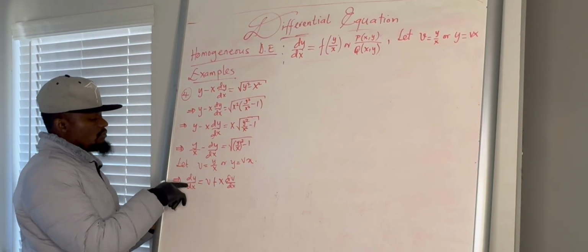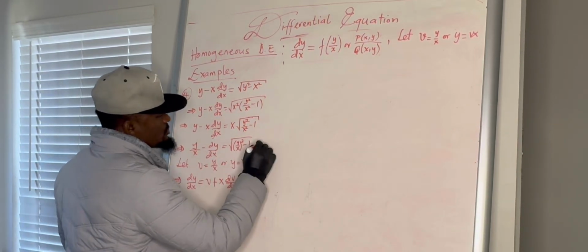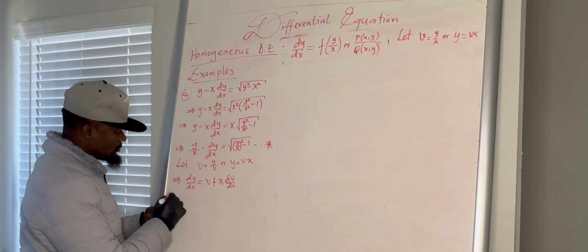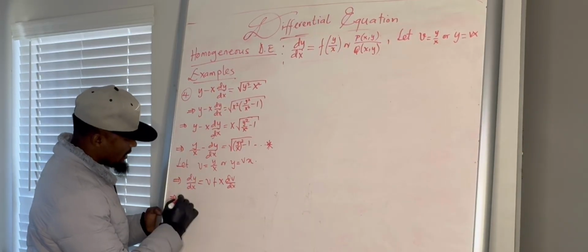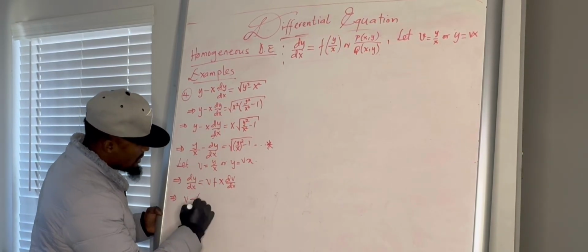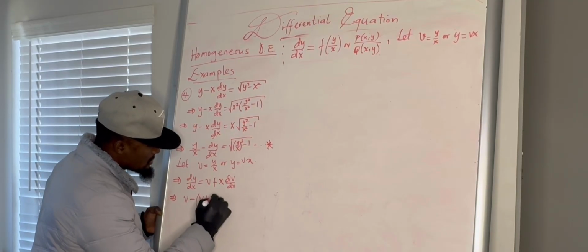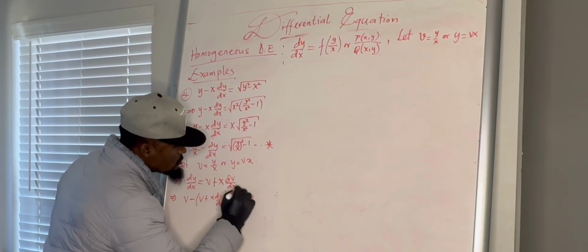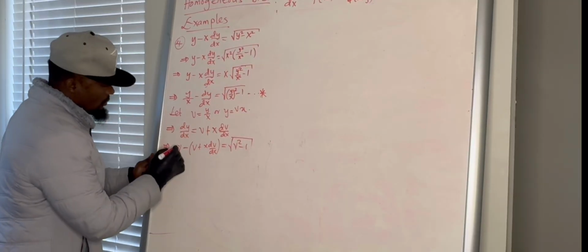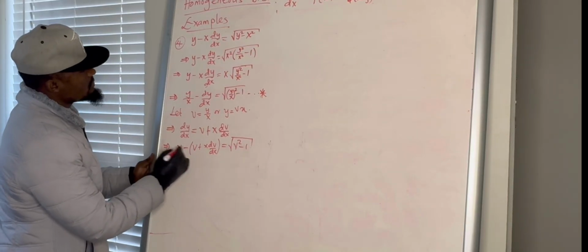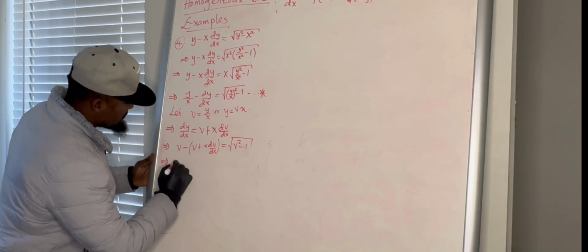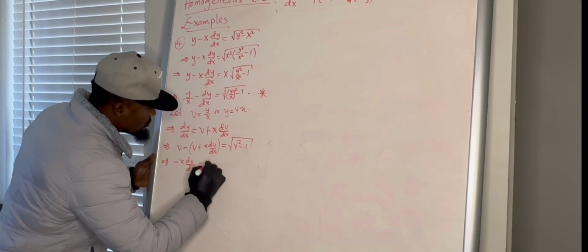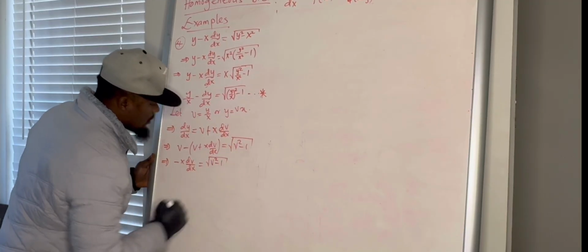Now I have my dy by dx. I can substitute in this equation and continue the solution. So let's go ahead and substitute. Instead of y over x, I'll have v minus, instead of dy by dx, I'll have v plus x dv by dx equal to the square root of v squared minus 1. So opening the parentheses, this cancels out already. And I'm going to have negative x dv by dx equal to square root of v squared minus 1.